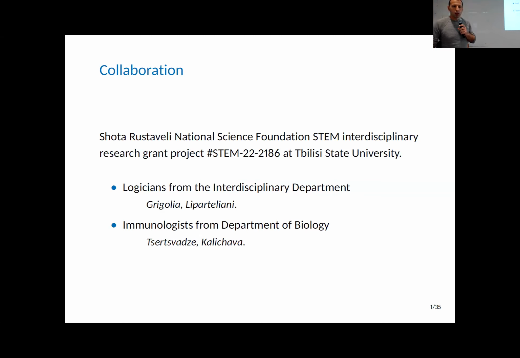Okay, so I will mainly speak about, of course, the mathematical part, but I will also give a sketch of how we are trying to use these results in biology.